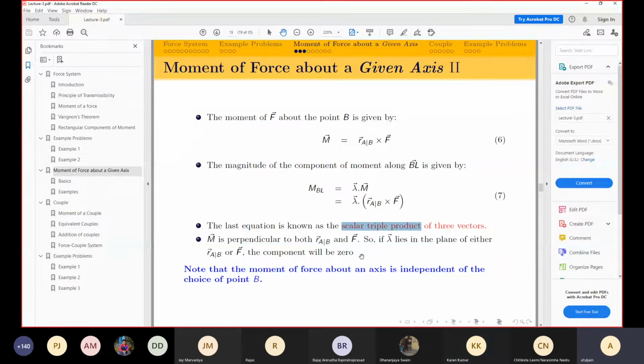Can anybody tell me physically what this means? What does moment about a given axis denote, from the physics point of view? Rotation, something that rotates. It is the rotating effect, the tendency of a force to cause a body to rotate about an axis.